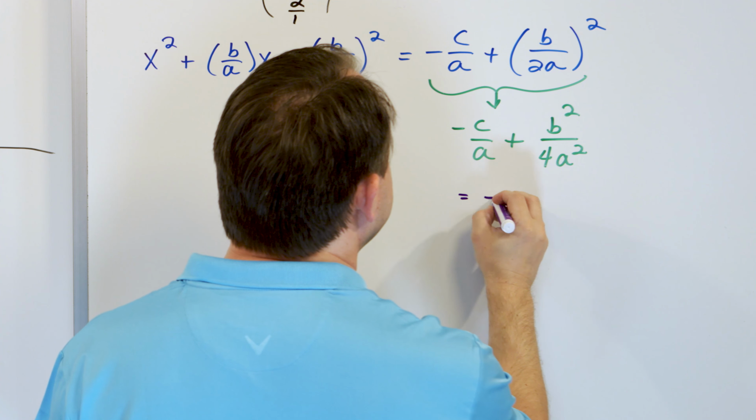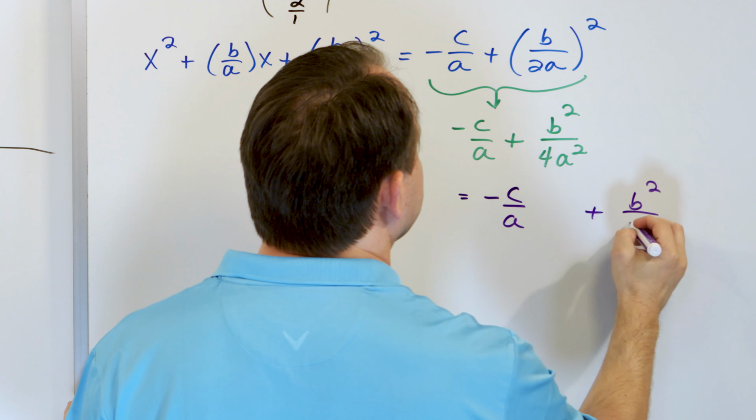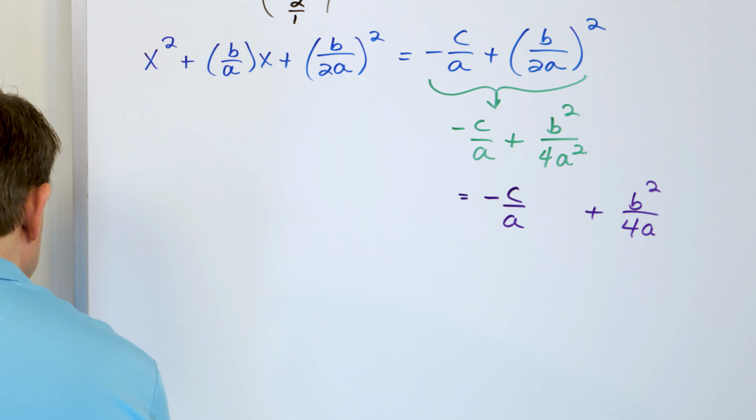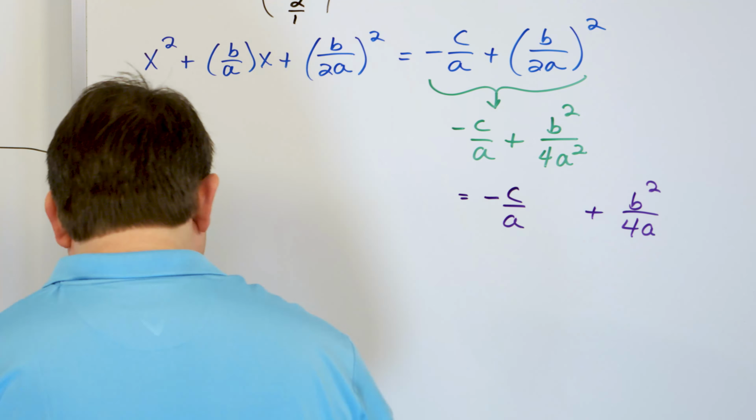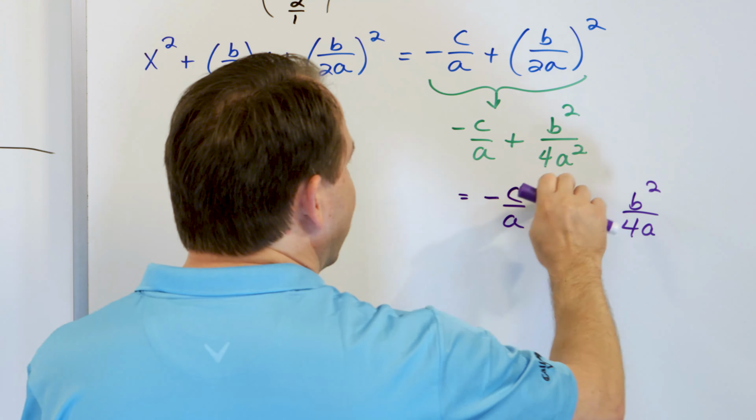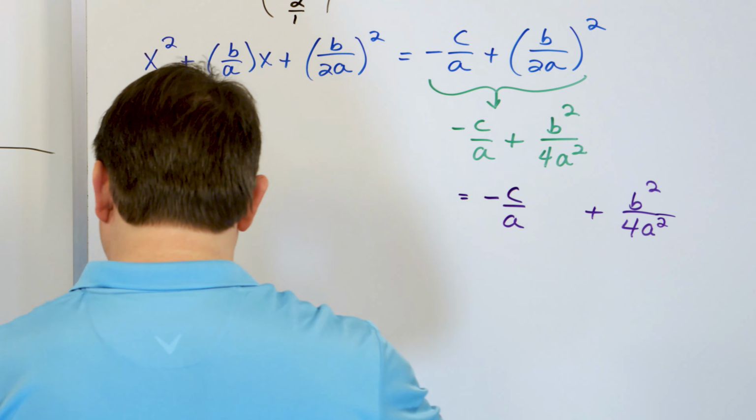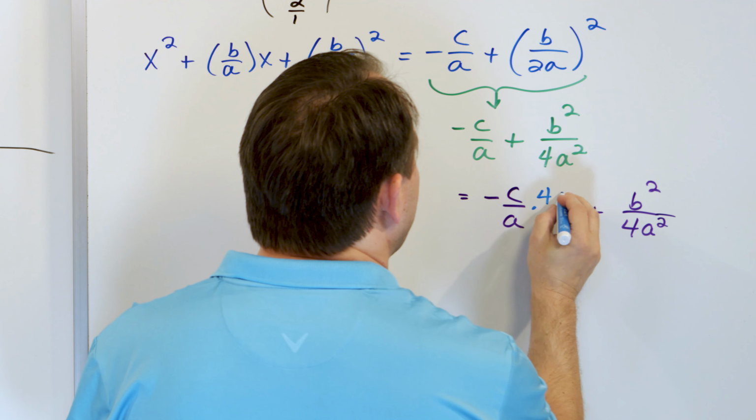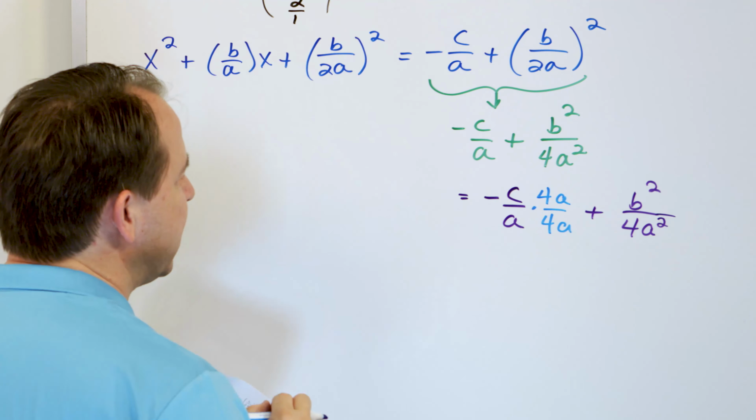So what we're going to have is negative c over a, and we'll be adding it to b squared over 4a squared. But I have different denominators here. What can I do to make these denominators the same? Well, I can, first of all, realize that it's actually 4a squared on the bottom. Sorry about that. It's just 4a squared on the bottom of that denominator. So in order to get a common denominator, I need to multiply this one by 4a over 4a, because then I'll have 4a squared in the denominator.